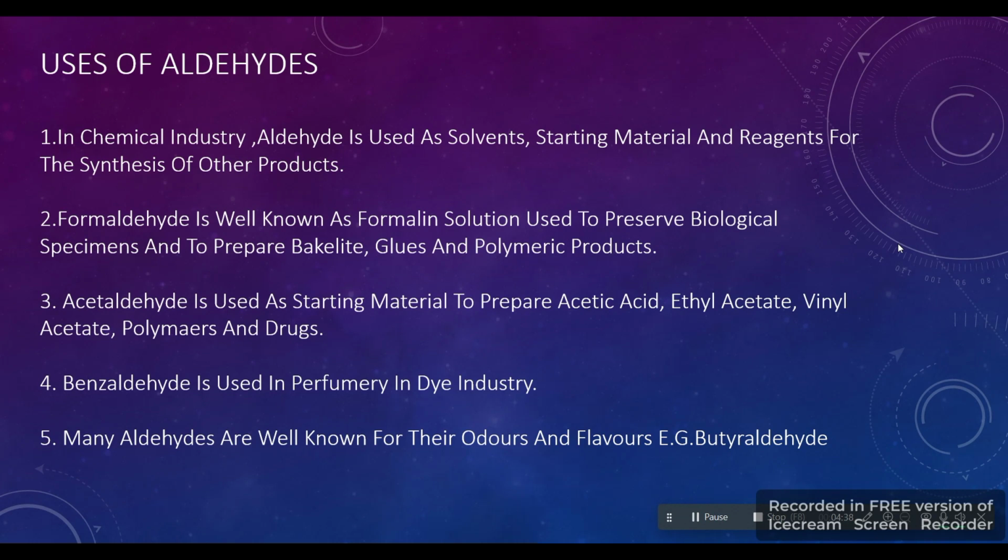Now the uses of aldehydes. First, in the chemical industry, aldehyde is used as solvent, starting material and reagent for the synthesis of other products. Second, formaldehyde is well known as formalin solution, used to preserve biological specimens as you see in your zoology lab, and to prepare bakelite and glues. Third, acetaldehyde is used as starting material to prepare acetic acid, ethyl acetate, vinyl acetate, polymers and drugs. Fourth, benzaldehyde is used in perfumery and in the dye industry. Last but not least, many aldehydes are well known for their odors and flavors.